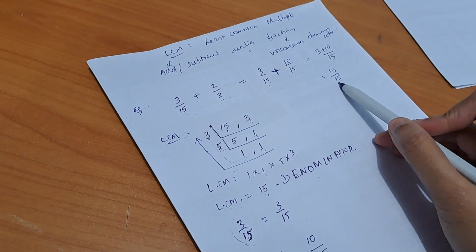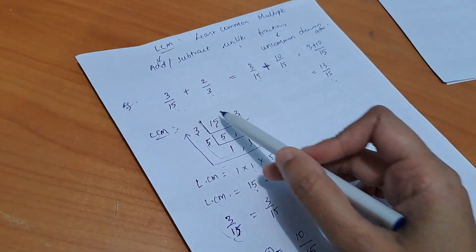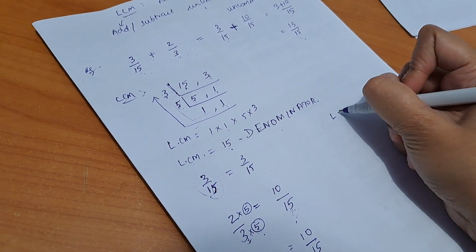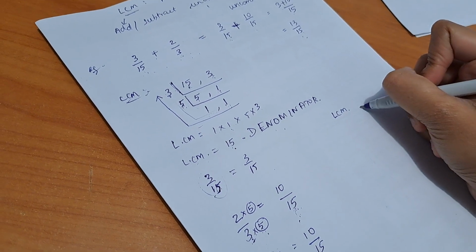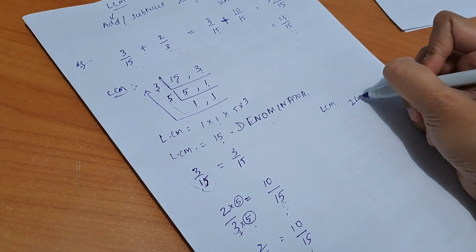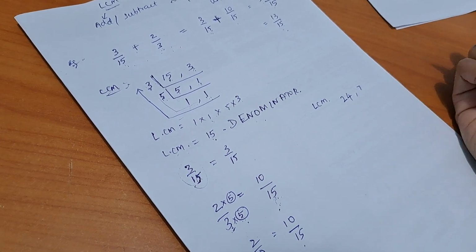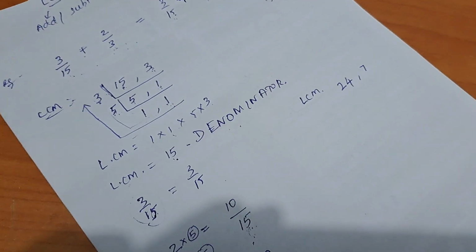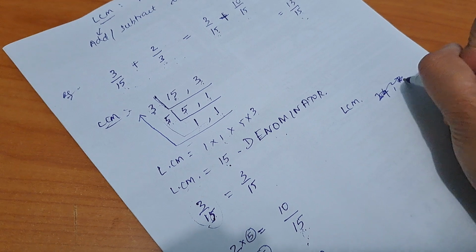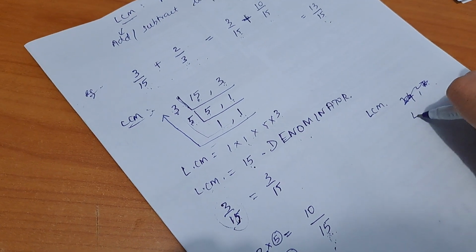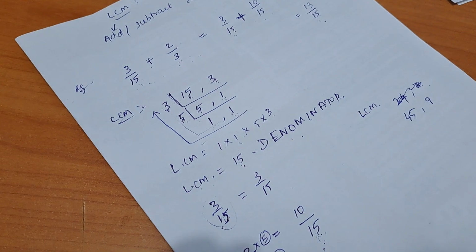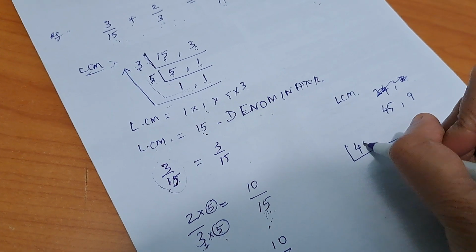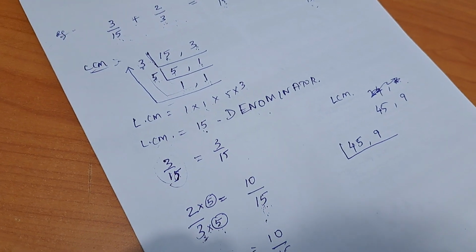To find this denominator, we found the LCM like this. Just in case, let's see how to find the LCM of bigger numbers, say 24 and 7 perhaps. Let me rephrase that: let us find the LCM of 45 and 9. I'm going to write both the numbers with a comma in between.